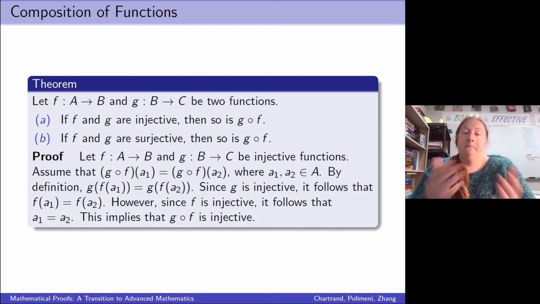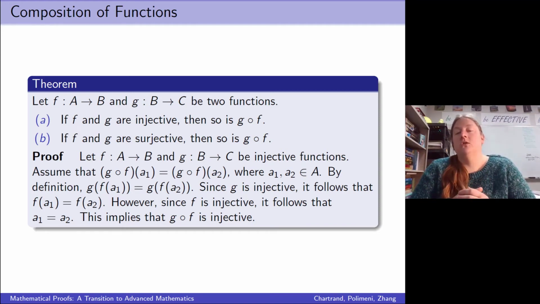Now let's take a look at a property of composition of functions. So we have a theorem. We have a function f from A to B, and g is a function from B to C. Now, if f and g are both injective functions, then so is g of f. And if f and g are surjective, then so is g of f. So we're going to prove this. We're going to let f and g be both injective functions.